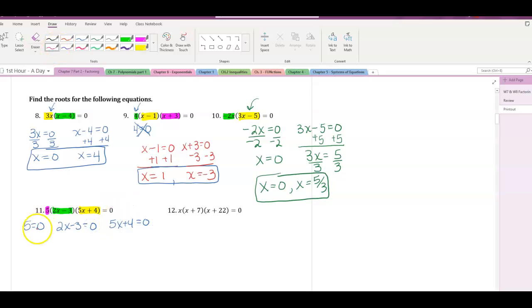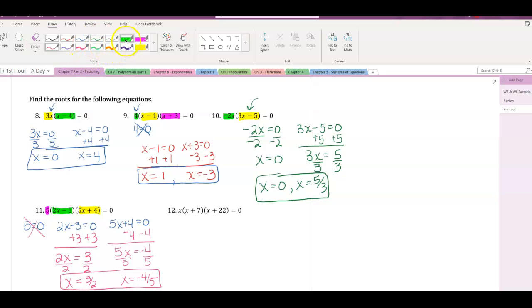5 equal to 0, there's no variable, so that doesn't make any sense. On number 11, I'm going to add 3 to both sides, and then I'm going to divide by 2. So one answer is 3/2. I'm going to subtract 4. I get 5x equals -4. Divide by 5. I get x equals -4/5. Those are my 2 answers.